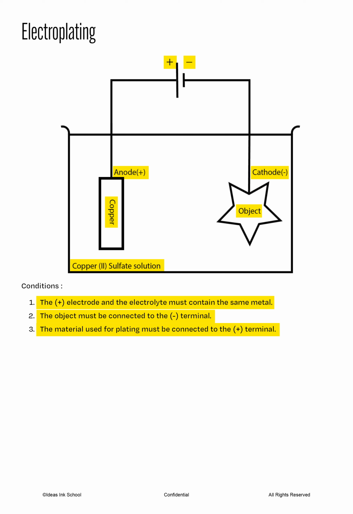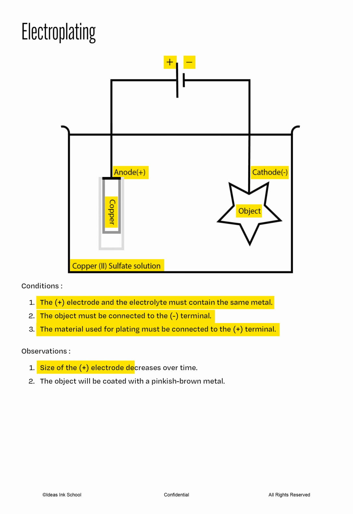If the setup is done properly, the size of the anode will decrease over time and the keychain will be coated with a pinkish-brown metal. This is because the copper anode is chemically turning into copper ions, and these ions are attracted to the keychain at the cathode. Upon reaching the cathode, these ions will revert back to copper again, thus coating the surface of my keychain. We have reached the last part of the chapter.